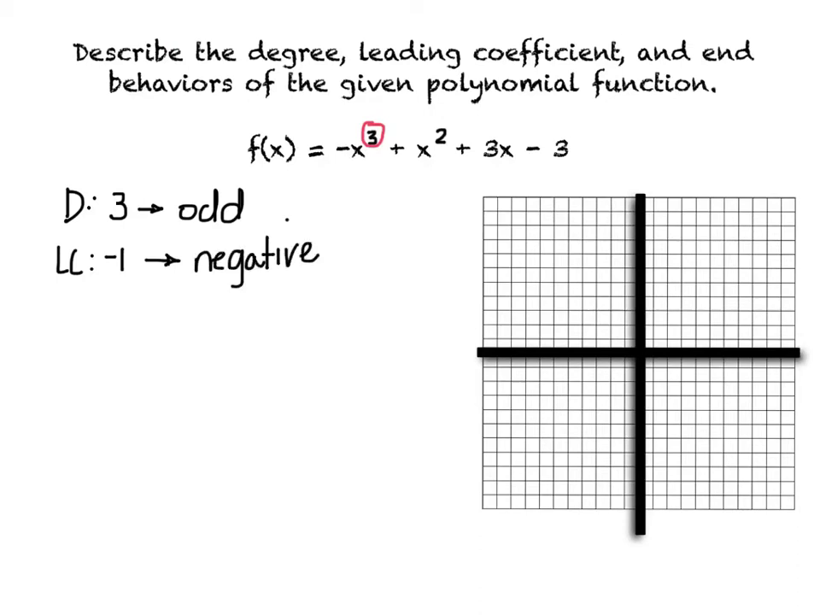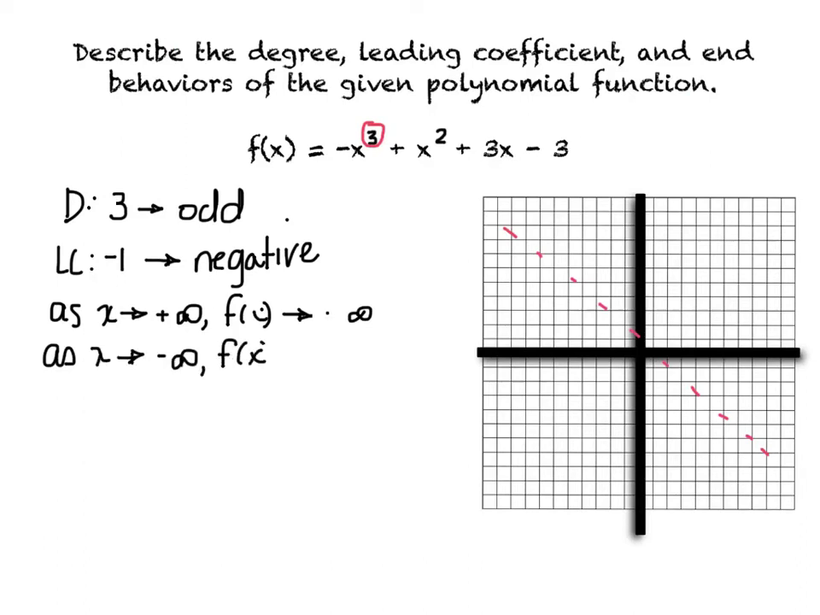So I know with a negative, think of a line. Sketch this in here. This is what a negative line looks like. The line has the same end behavior as every odd. So I know my end behavior is as x approaches positive infinity, the function is going to approach negative infinity. And as x approaches negative infinity, my function is approaching positive infinity.